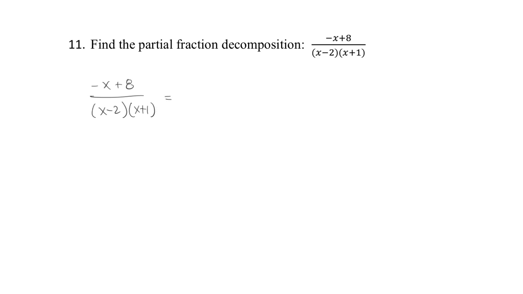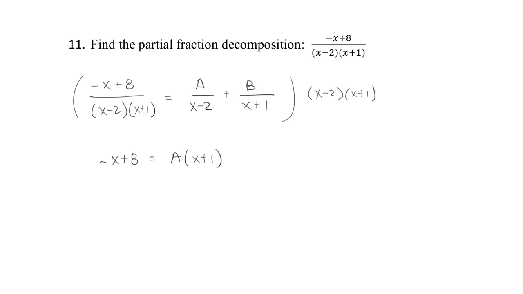Since the denominator here only has 2 factors, then we're only going to have 2 partial fractions. Now, if we multiply this whole thing by the lowest common denominator, when it distributes over there, we would just be left with negative x plus 8. When it distributes over there, the x minus 2's cancel, so a multiplies with x plus 1, and then when this multiplies with the b partial fraction, the x plus 1s would cancel, so b multiplies with x minus 2.